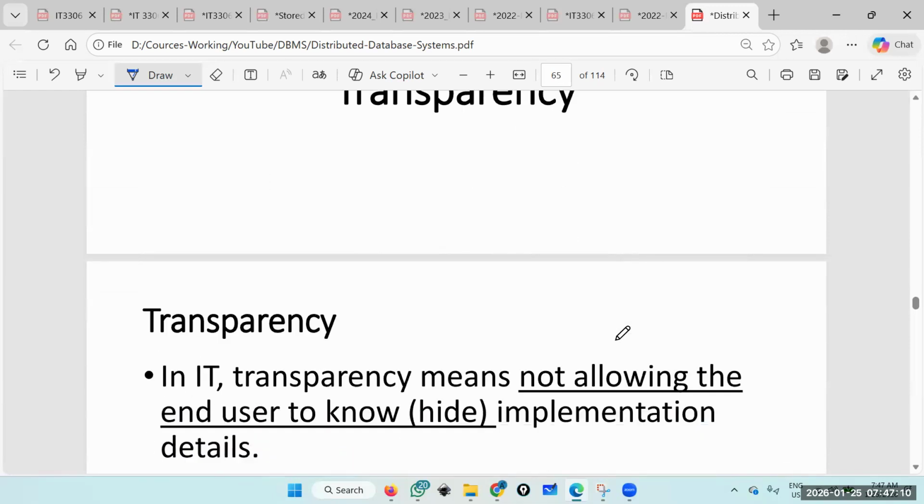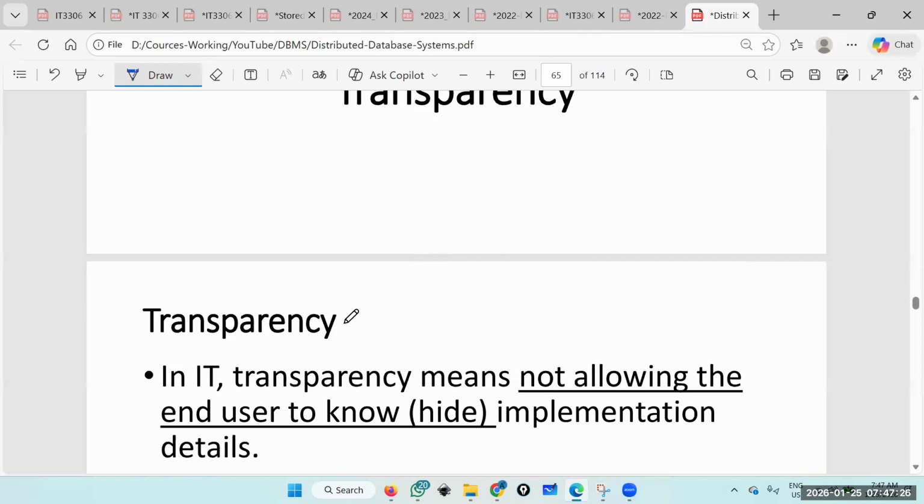Right. So next, the transparency. Transparency in IT means you don't have the visibility. Not having visibility is good. That means it's handled internally, right? You don't need to worry about it.